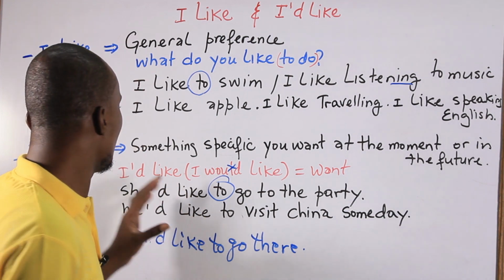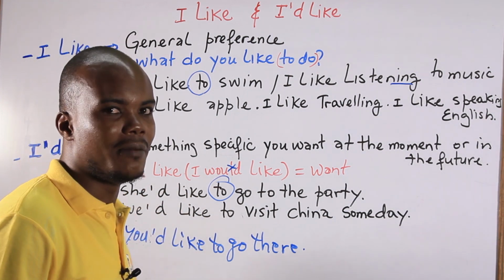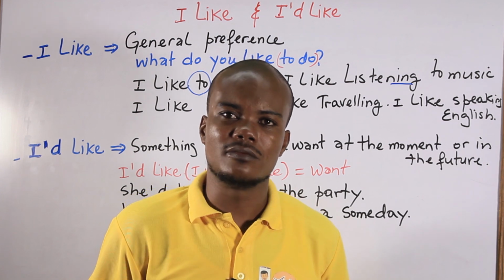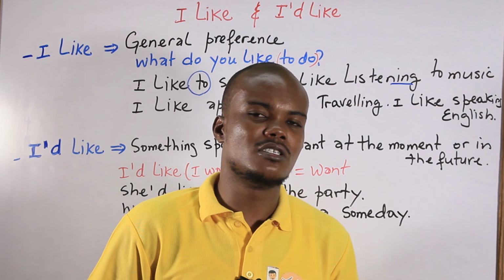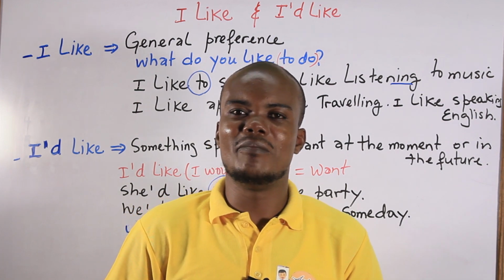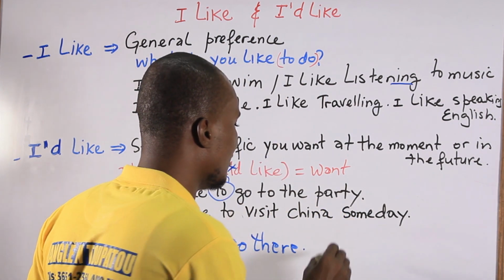So you use I'd like to talk about something you need now. Like I'd like to go to the prom. I'd like to go to the prom tonight. When I say the word prom.